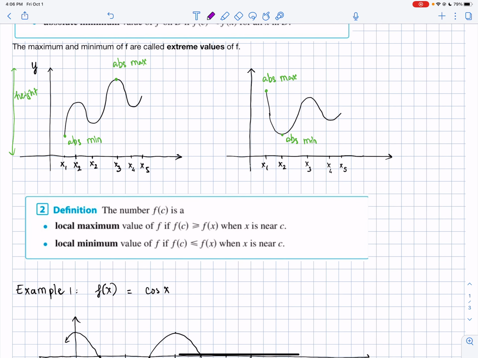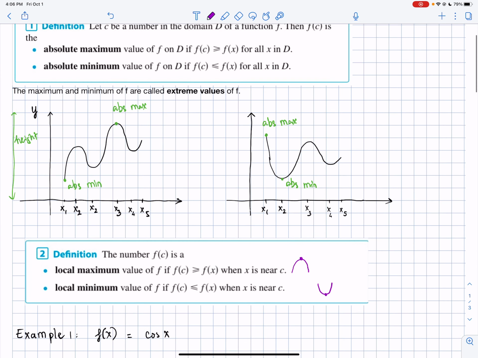Local maximum, you can understand this is the location on the top of the mountain. So we need to have the mountain, something like this. And the local minimum is like in the valley. So we need to have a mountain or valley to get the local max or local min.